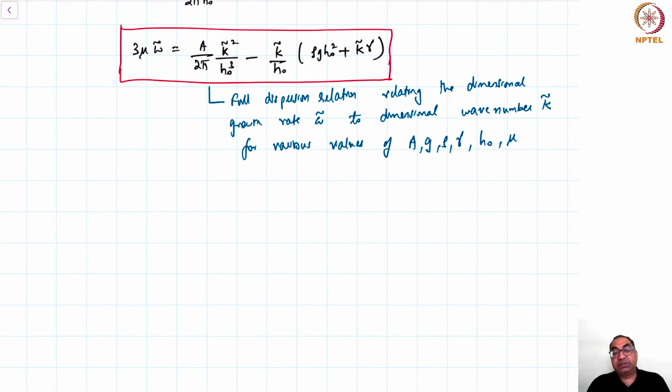We have now derived the general dispersion relation for the dimensional growth rate omega tilde in terms of all the dimensional parameters in the problem. That is the thickness of the thin film H0, the wave number k tilde, gravity G, density rho, surface tension gamma, and viscosity mu. This concludes the discussion on rupture of thin films.